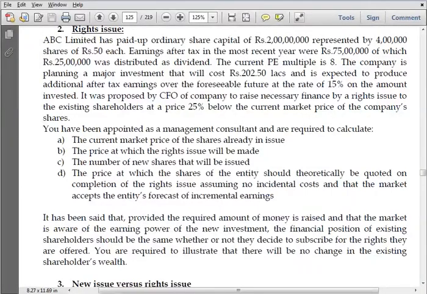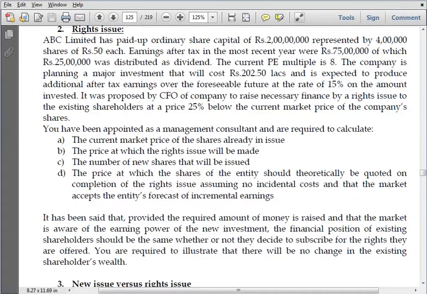Whenever a company does any project, the formula I gave is broadly fine. So they have earned 75 lakhs, out of which 25 lakhs has been given out, so they have 50 lakhs. But they still want to raise it from the public. They are saying 202.5 lakhs. It was proposed to raise the necessary finance by a rights issue. Necessary finance. So they want 202.5 lakhs, they have 50 lakhs.